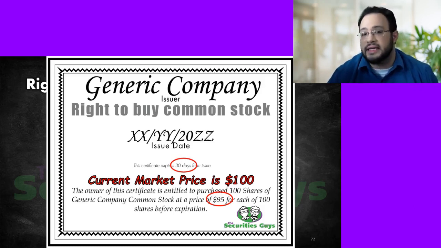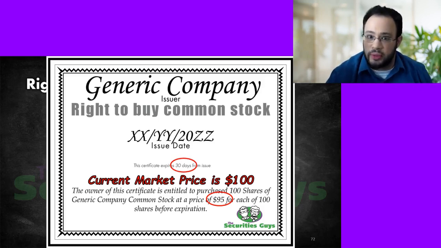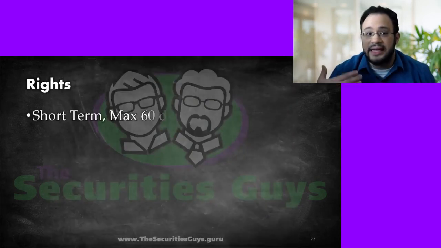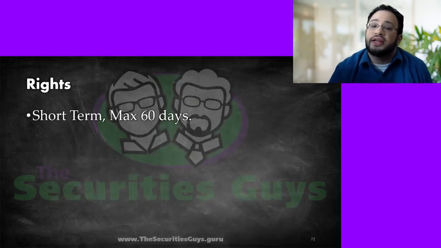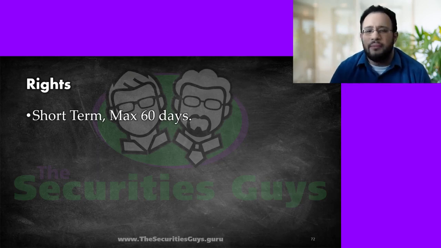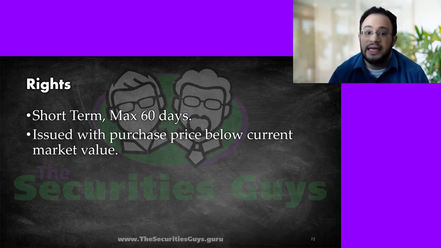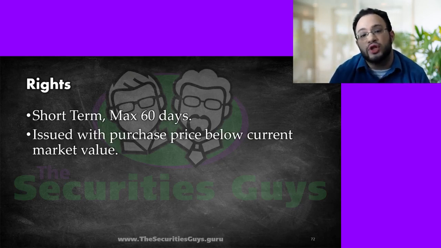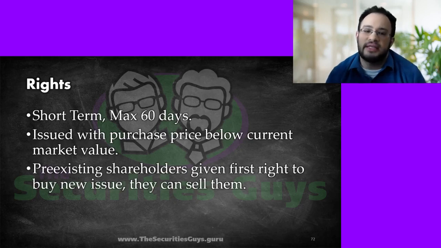A right is a short-term ability to buy the stock at a price below current market value. It is short term, 30 to 60, maximum of 60 days. The one I just showed you was 30. Many are 30, could be up to 60. It is issued with a purchase price that is below current market value. And it is used by pre-existing shareholders.